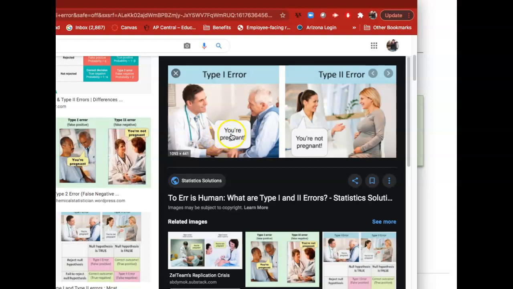So this is a type 1 error. It's a false positive. And this is a type 2 error, which is a false negative. So it's incorrectly failing to reject the null hypothesis when the alternative is true.